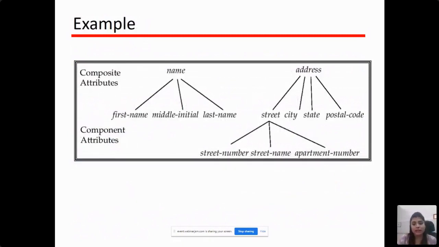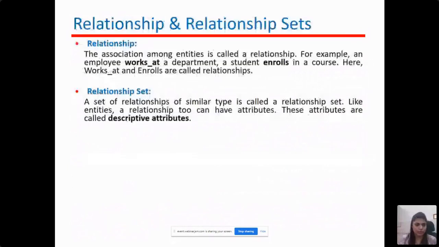And below that, if you check the address, we have divided the address into attributes as street, city, state, postal code. Then street, further we have divided into street number, street name, or more specifically apartment number. So these are called the component attributes. Next, don't worry, we are going to study all these attributes through various examples.